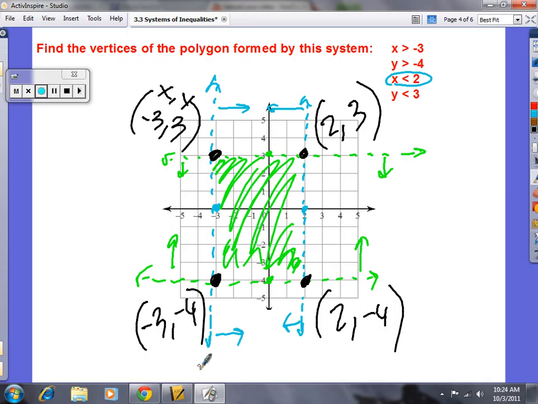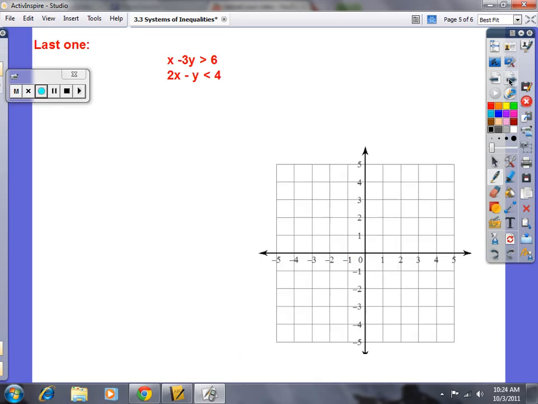Okay, last one. Your homework today, they're going to give you problems like this. Try this one. They're not going to give it to you in slope-intercept form. They're going to give it to you in standard form. So you're going to have to manipulate them. Change it to slope-intercept form. Solve for y. And then find m and b.